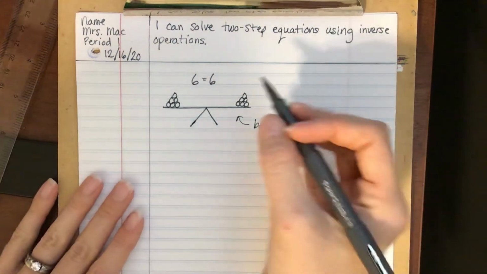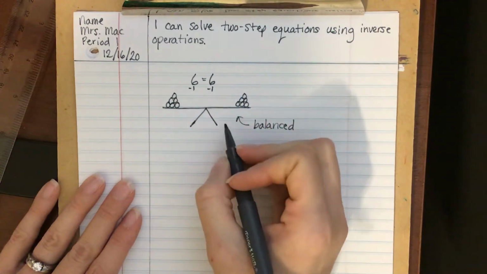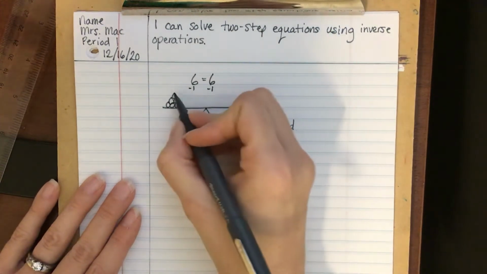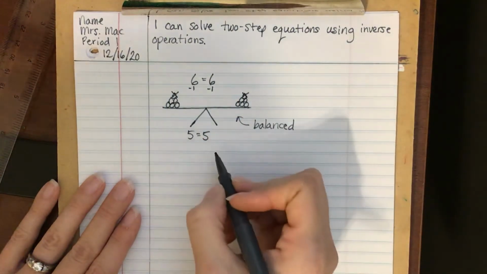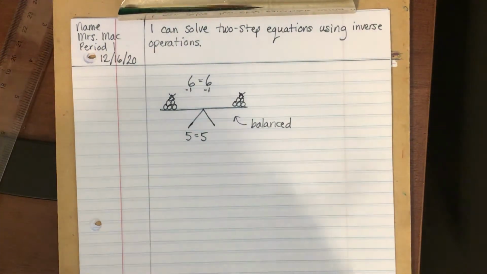And if we took one away from each side, so I'm going to take one away from here, take one away from here, then I would get 5 is equal to 5. So I'm going to cross that out. Cross out one of those, okay? So the equation is still balanced, right? Because I took one away from both sides and now it's still balanced.